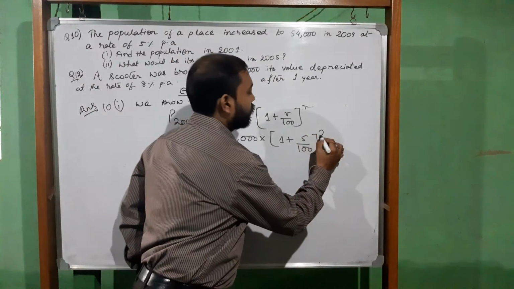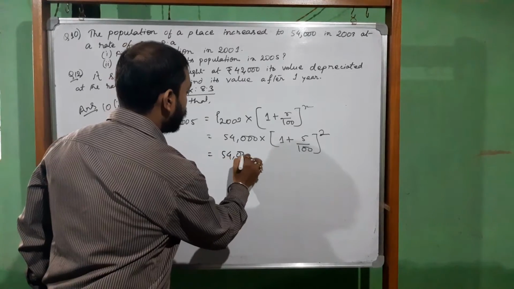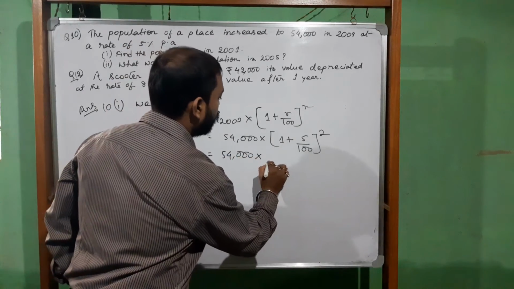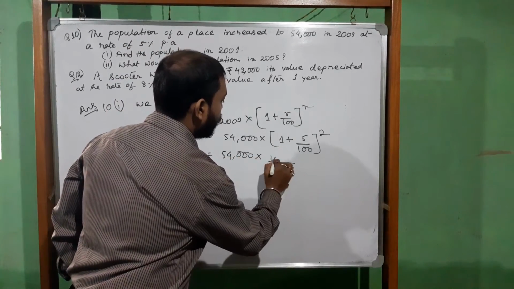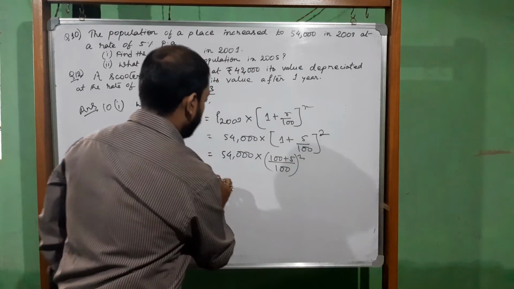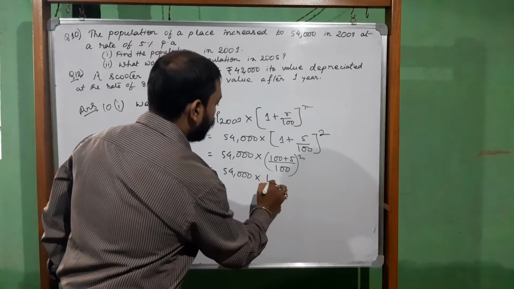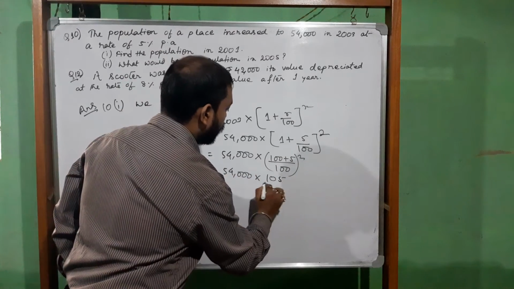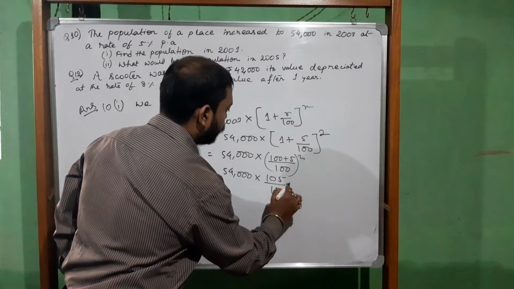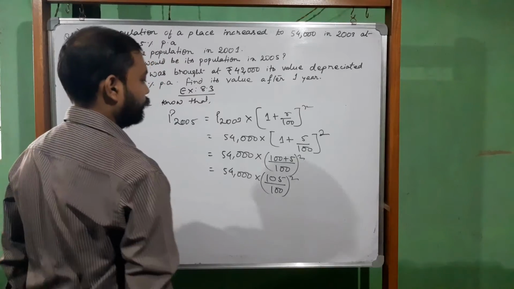So time is 2 years. So it will become 54,000 into 100 plus 5 square. So it is 54,000 into 105 divided by 100. Okay, and this power is 2.